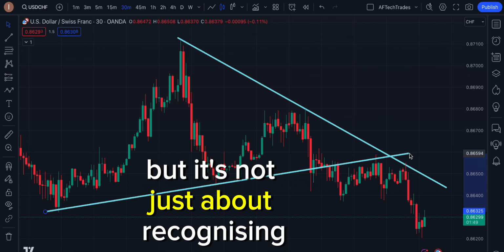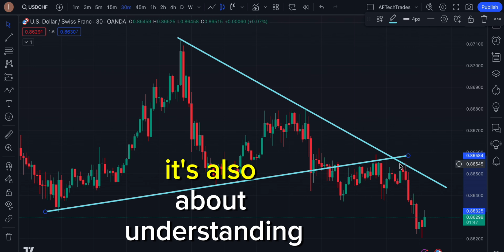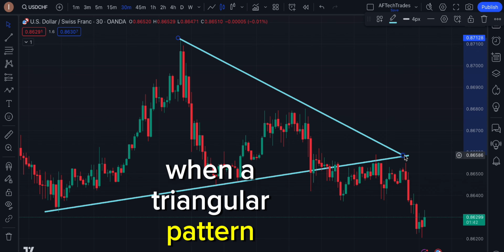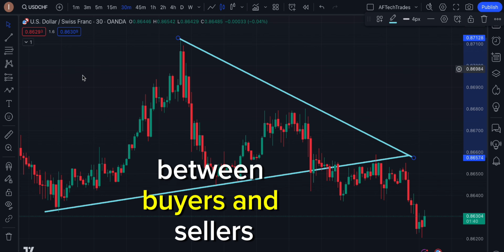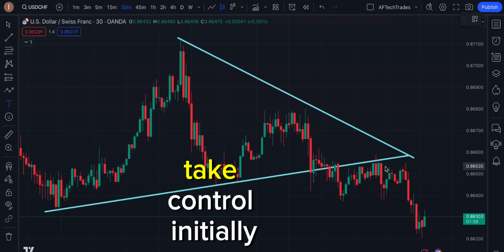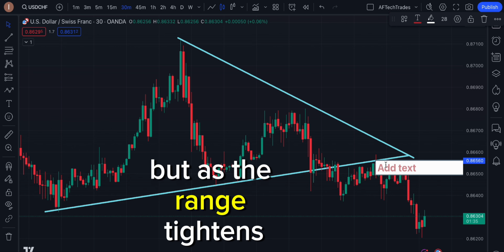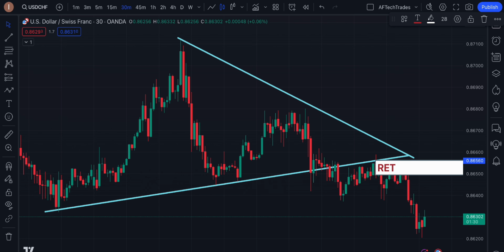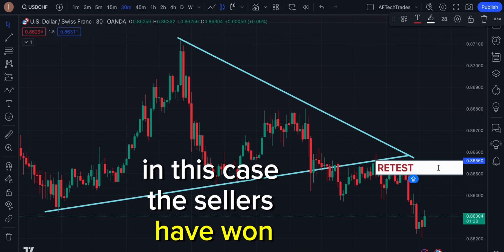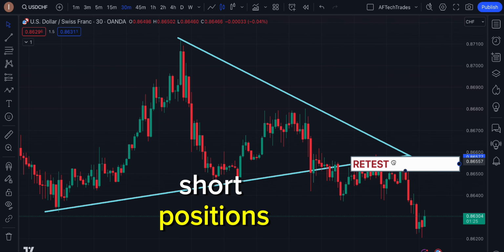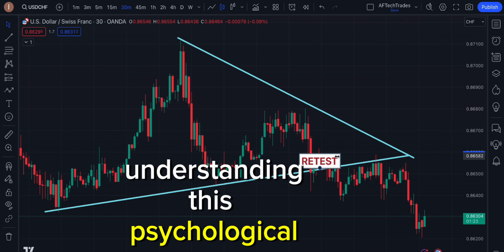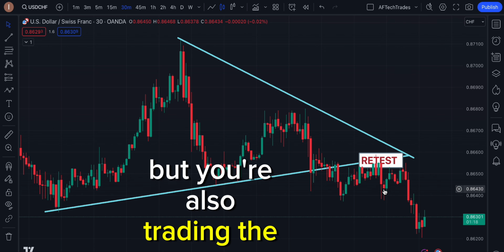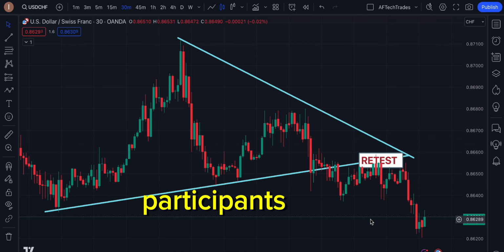But it's not just about recognizing the pattern. It's also about understanding the psychology behind it. When a triangular pattern forms, it represents a battle between buyers and sellers, with neither side able to take control initially. But as the range tightens, one side eventually overpowers the other, leading to a breakout. In this case, the sellers have won, and that's why we're looking at short positions. Understanding this psychological aspect gives you an edge, as you're not just trading lines on a chart, but you're also trading the sentiment and emotions of the market participants.